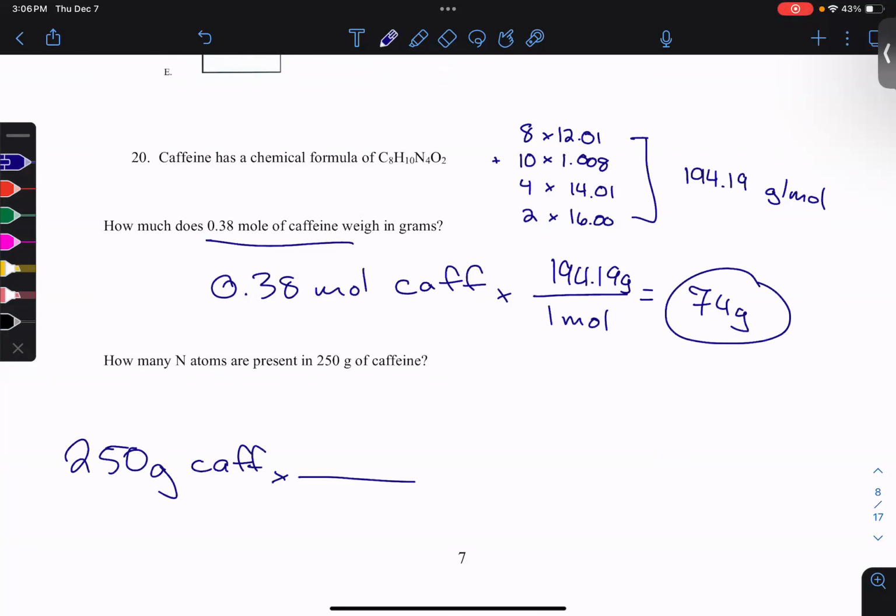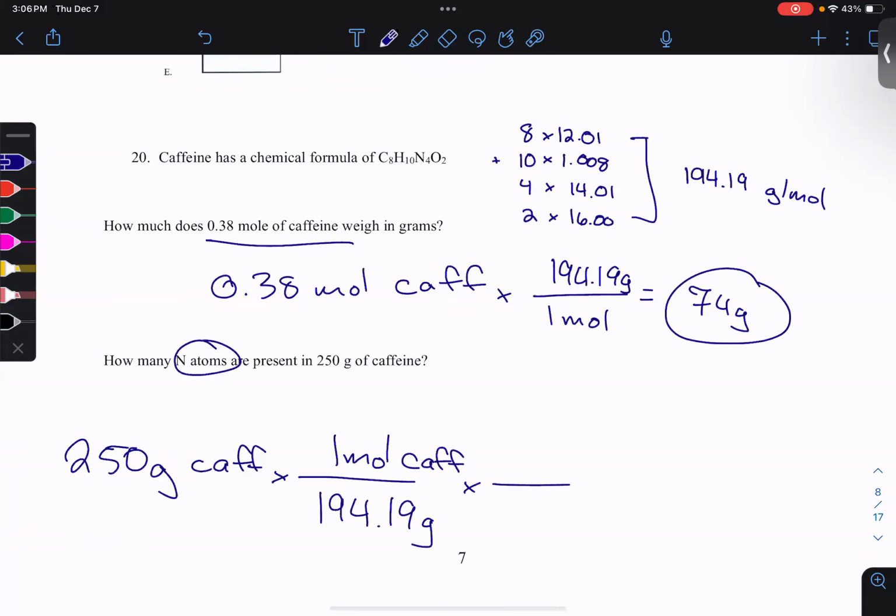I'm going to use that same molar mass, but this time where am I going to put 194? 194 grams is going to go on the bottom, 1 mole up top. But this is moles of what? Caffeine. Is that the answer I want? No. I want to get to nitrogen atoms.